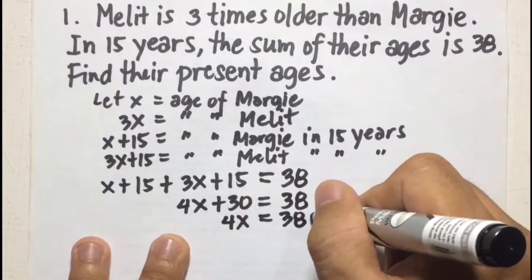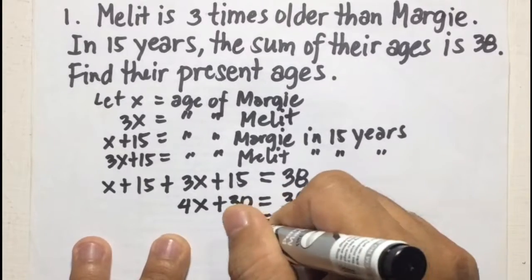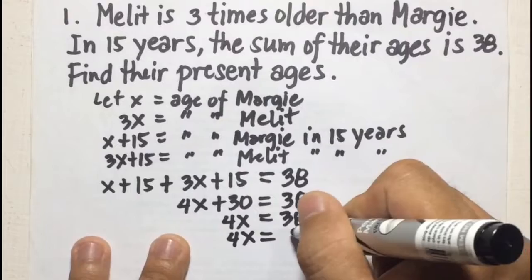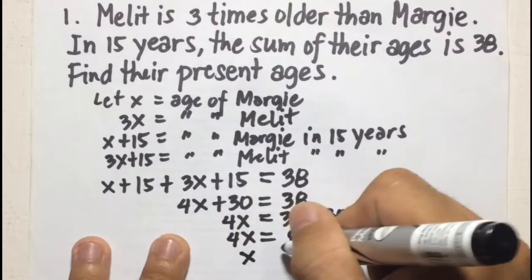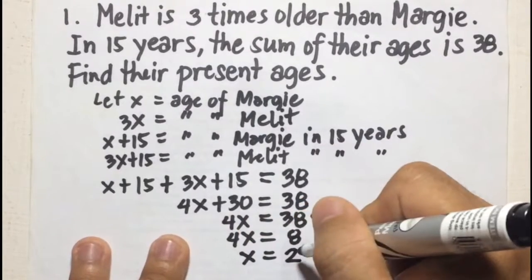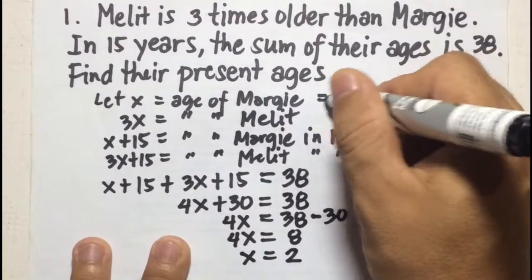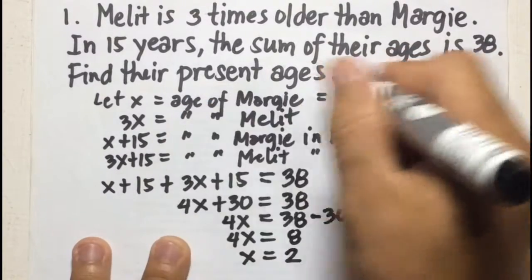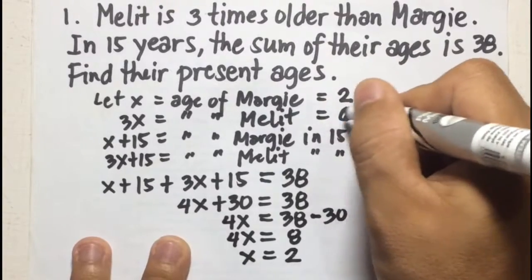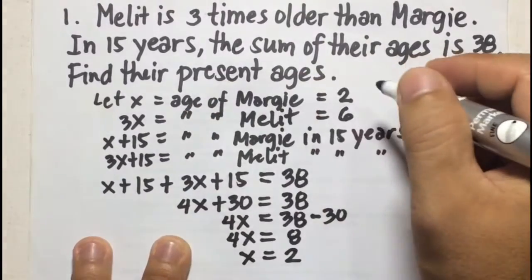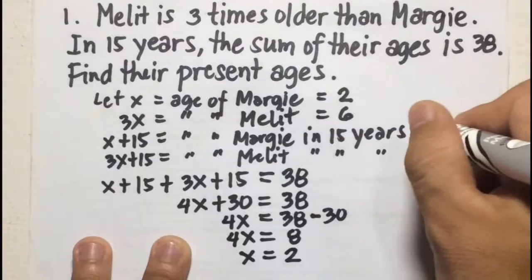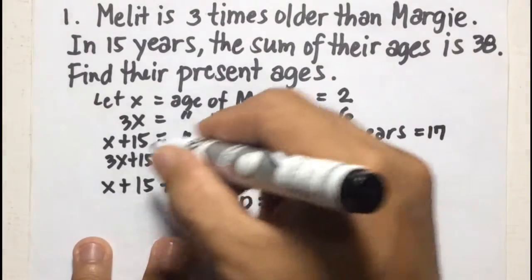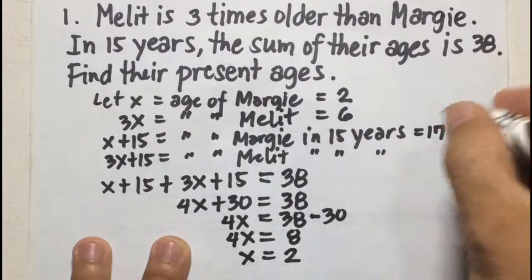Transpose 30, that will become negative 30. 4X is equal to 8. So X here is equal to 2. So the age of Margie is 2. The age of Millet is 3 times 2, that will be 6. So their ages in 15 years: 2 plus 15 will be 17. Then 3 times 2 is 6, plus 15.